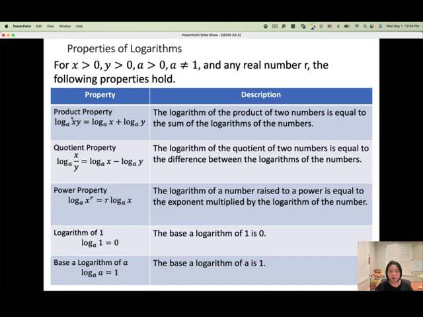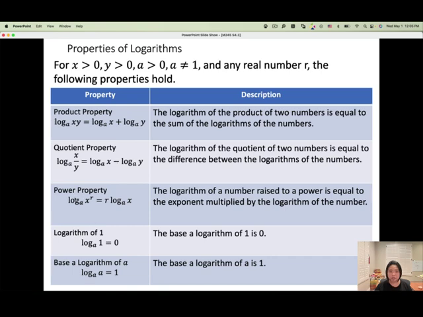So we do have the product property. When you have log with the base a of x times y, you could rewrite it as log a x plus log a y. You could break it down. When there's a multiplication, you could add it up together, keeping the base a here. When it's a quotient, x divided by y, you have log base a of x minus log base a of y. Okay, product will be addition. Quotient will be subtraction.